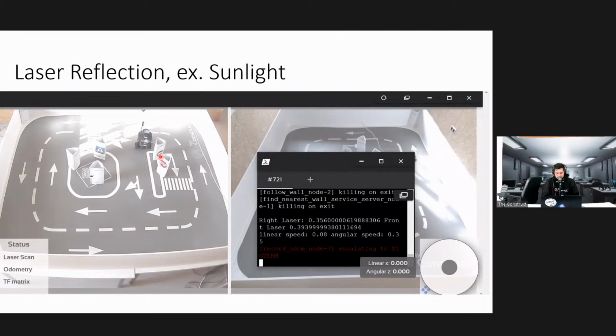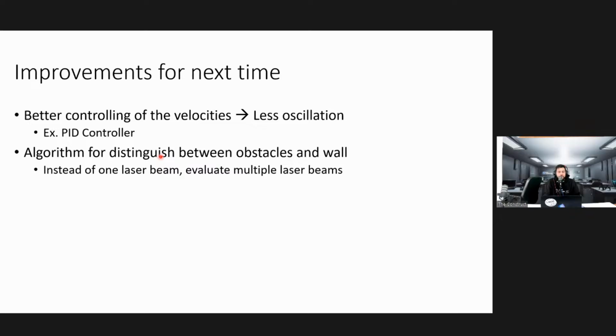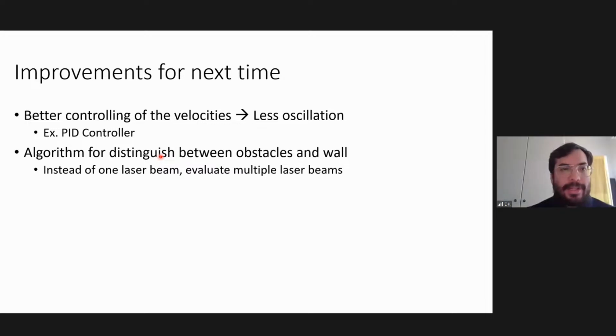So the last thing: what could be improvements? You could have better control of the velocities. For example, a PID controller where you have dynamic velocities depending on the distance to the wall, so that it would go more in a line. But I think this is a lot of work, so that's why I haven't done it. Something for a better project. And like I said before, use multiple laser beams to have better data evaluation.